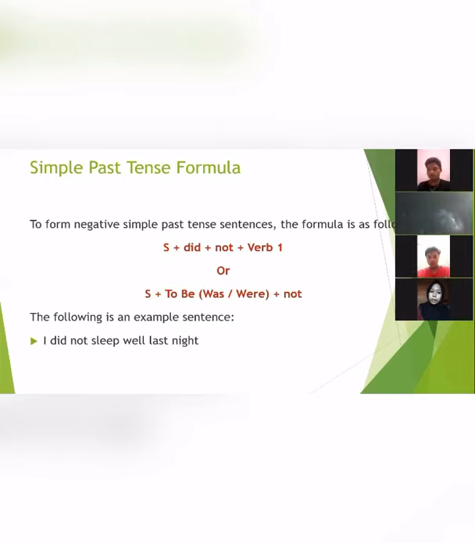To form a negative simple past tense sentence, the formula is as follows: subject plus did plus not plus verb 1, or subject plus to be, was or were, plus not. The following is an example sentence: I did not sleep well last night.